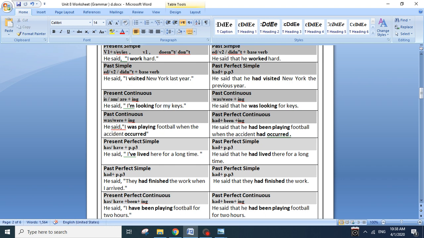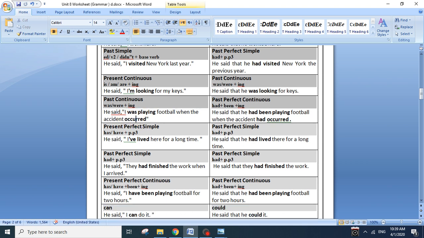Next one, past continuous. He said that he from was playing, past continuous, it will become past perfect. So he said that he had been playing. He said that he had been playing football when the accident had occurred. And you have to change the second part from here. When the accident occurred, you have to change it from past into past perfect, had occurred.